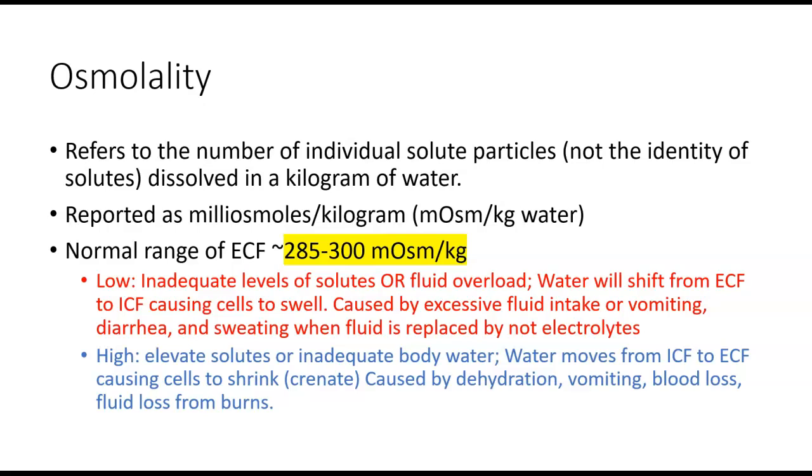So we report osmolality as milliosmoles per kilogram of water. And then we test the extracellular fluid for osmolality, and a normal range is going to be 285 to 300 milliosmoles per kilogram of water. Now, why is this number important?